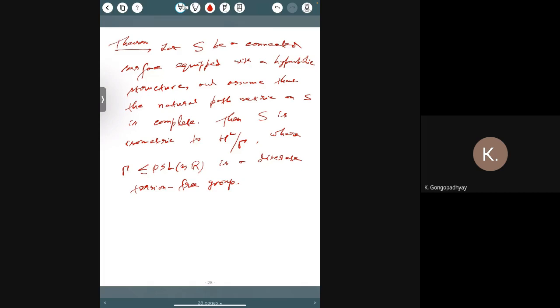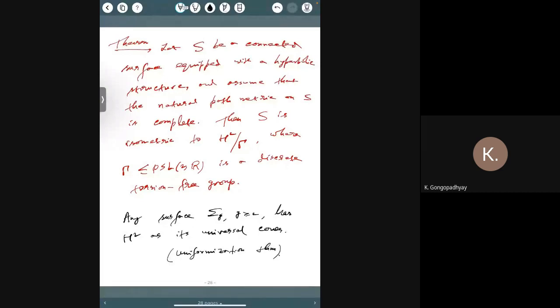So let me just write it down. Any surface sigma g where g is greater than or equal to 2 has H2 as its universal cover. This is the uniformization theorem, all right? So, uniformization theorem.